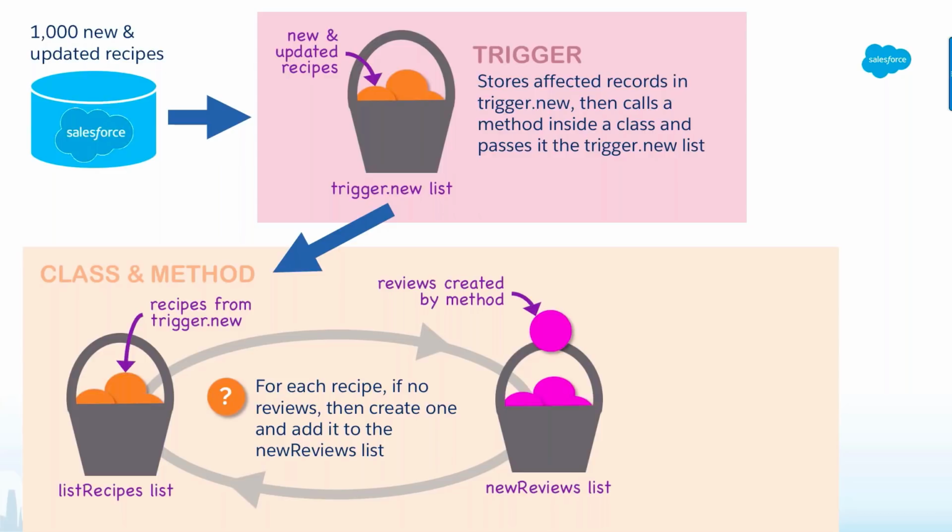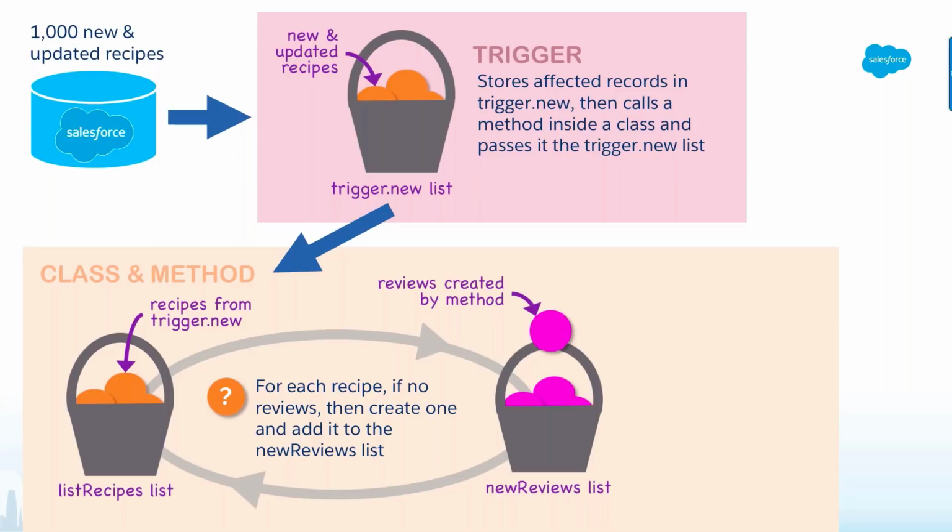And you may be asking, well, why do we need this other list when we have trigger.new? That's because classes can accept lists like trigger.new, but they can't use them unless they're stored in a list that is within the class itself. So that's why we need this list recipes. It's taking in trigger.new and storing it in list recipes.